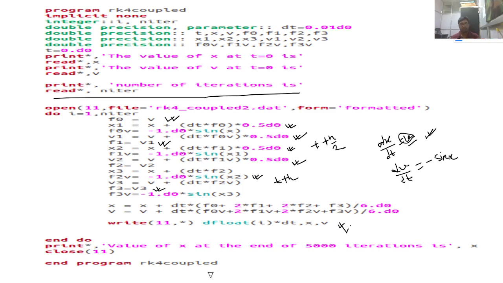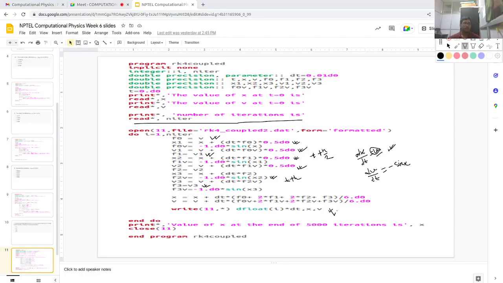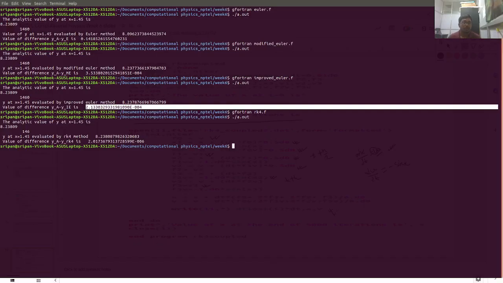Okay, so let's move on to find out the output of our question as per the given values for x, v and the number of iterations. So what we have as our program is RK4 coupled. So gfortran RK4 coupled dot f, then dot slash a dot out.